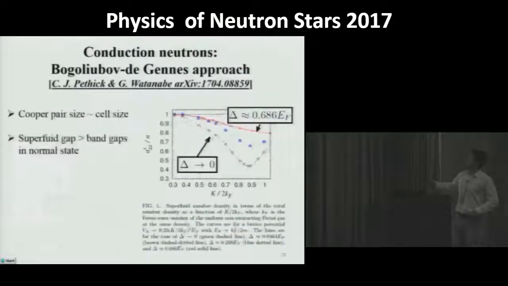And also there is a very recent work by Pethick and Watanabe who showed that using the Bogoliubov-de Gennes approach, we can deal with the case when the Cooper pair size is of the order of cell size. So they did not get the same reduction of superfluid density as Nicolas Chamel has done. So this is also very important, just take notice of that.